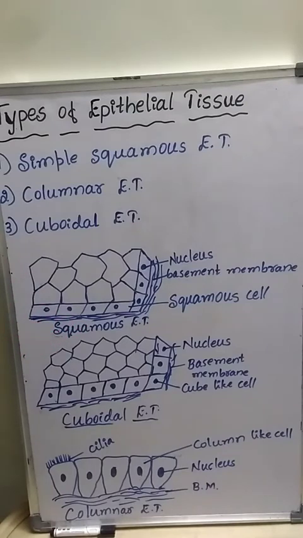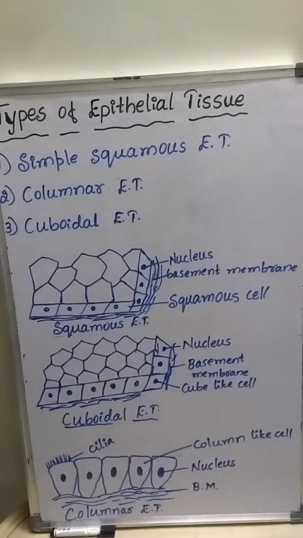Basement membrane is an extracellular layer of collagen fibers and dense matrix. See, this is the basement membrane. The cells of the squamous epithelial tissues are present above the basement membrane.